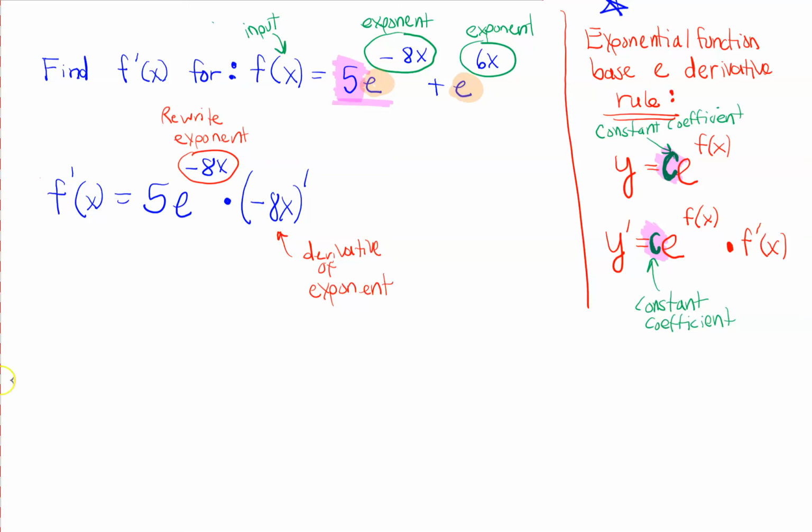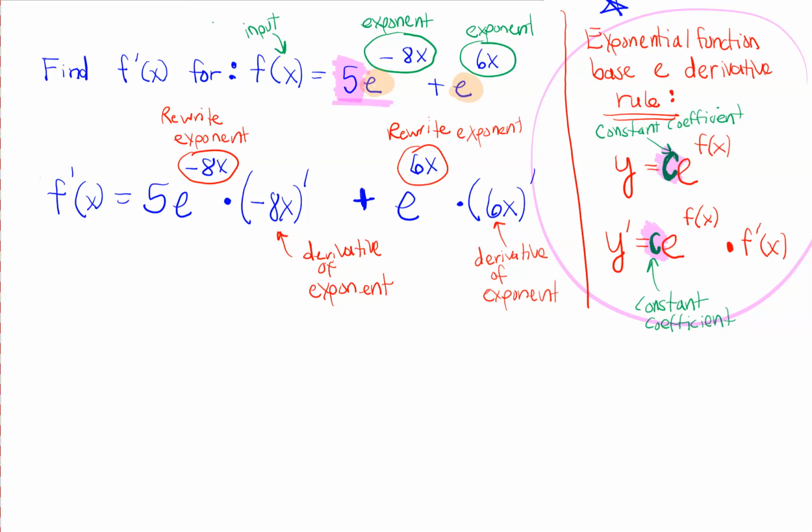Okay, and then we'll just do that for the second term in the function. This term has an understood coefficient of 1 in front of the e, so we don't have to write it. But technically that understood coefficient of 1 is carrying down here to the derivative. You don't have to write that. But I'm going to rewrite the base e. I'm going to rewrite the exponent exactly like I see it. And then I'm going to tack on the derivative of that exponent.